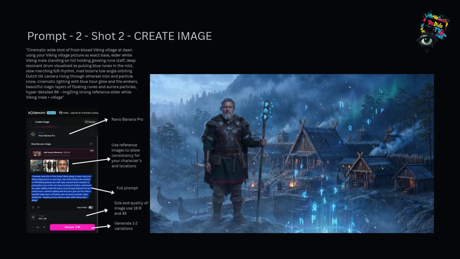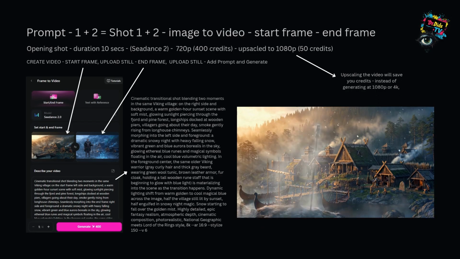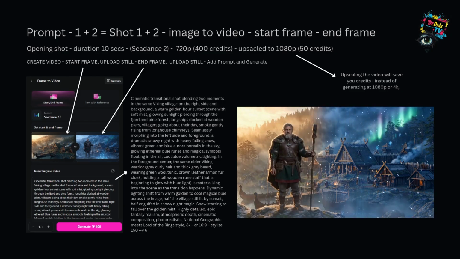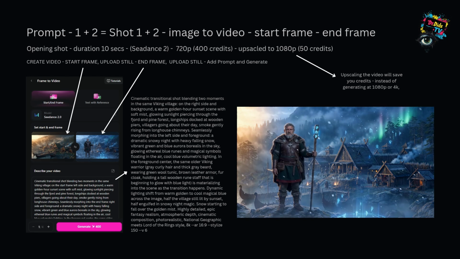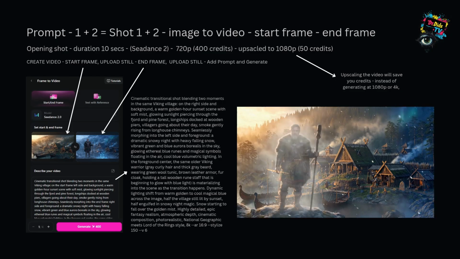Then what I did is I took shot 1 and 2 and combined them as a start frame and an end frame. And this is where it gets a little bit cleverer. So instead of generating a full video from scratch, I used the start frame and the end frame technique. I took the first image and the second image and I let the AI blend them together into a 10-second cinematic transition. So this saved me not only a lot of credits but a lot of time.